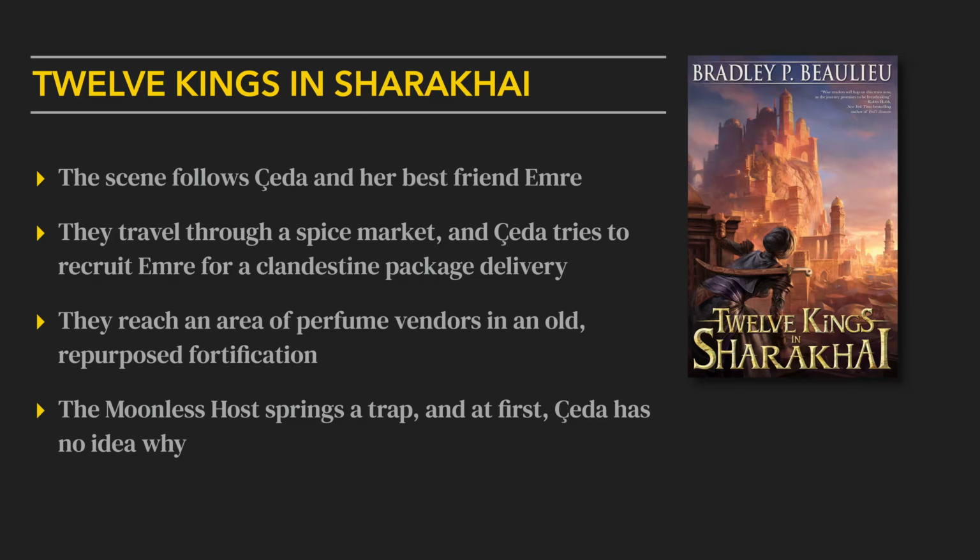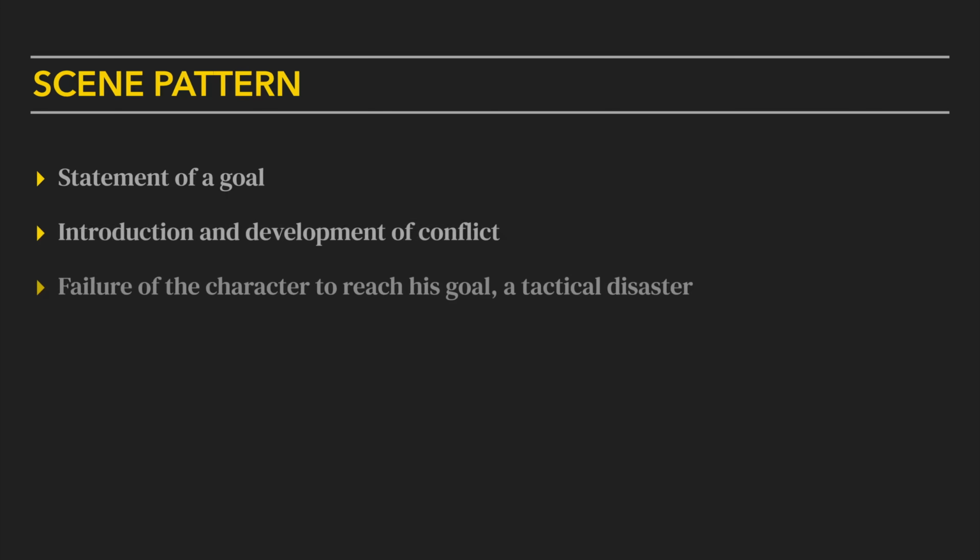And so Ceda tries to recruit Emre, and they reach an area of perfume vendors within the spice market. It's inside of this old repurposed fortification, and the Moonless Host is about to spring a trap. And at first, Ceda has no idea why. So this is going to follow the video that I did on scene structure. And the basic structure is some statement of a goal early on.